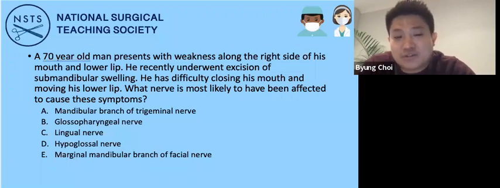C, the lingual nerve, again, we know that is somatosensory to the tongue. D, hypoglossal nerve, is motor to the tongue, not the lips. And so it leaves you with E, and hence that's the answer for this question.